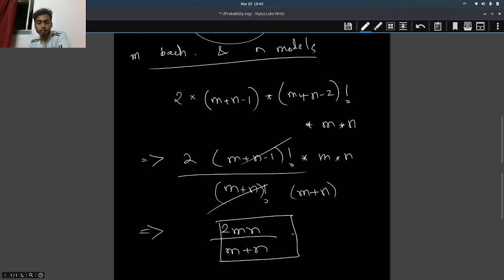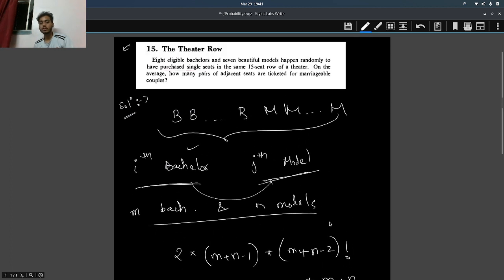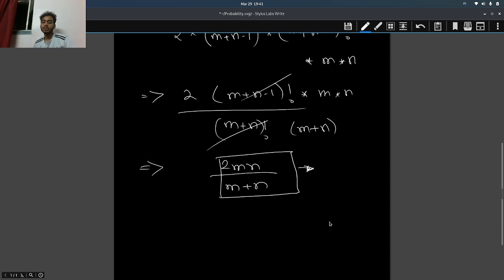This is the average number of bachelors and models sitting together. How many pairs of adjacent seats are ticketed for marriageable couples? Basically bachelor and model.